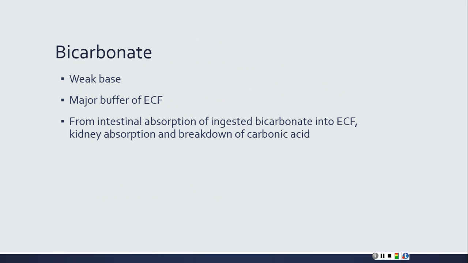Now, bicarb is a weak base. It's the major buffer of the extracellular fluid. It's mostly done from intestinal absorption of ingested bicarb into the extracellular fluid. Kidneys absorb and break down carbonic acid into the bicarb. I don't want you to get too bogged down in all that. Just know that the kidneys can manipulate the amount of bicarb in the blood, and that's how they manipulate blood pH.